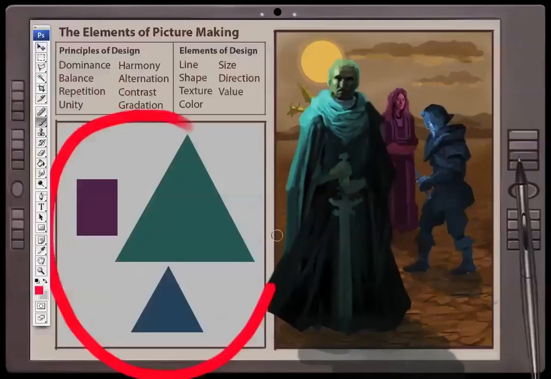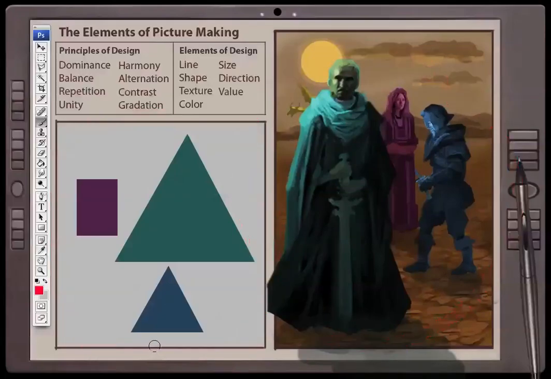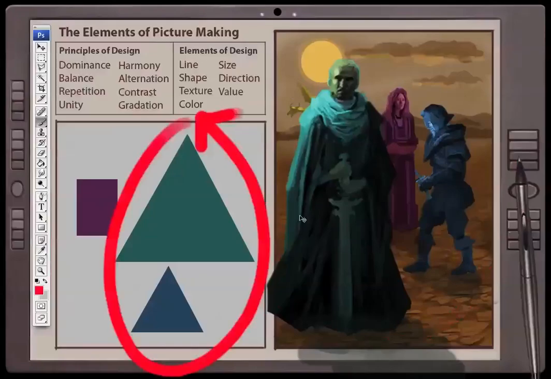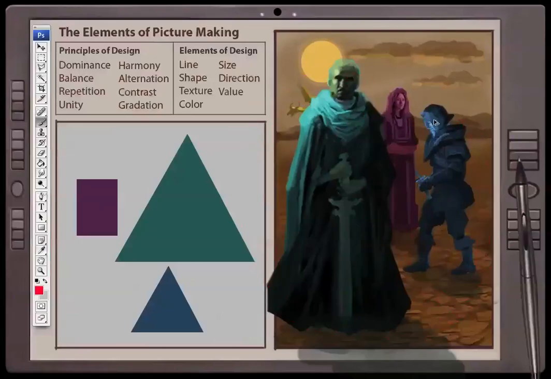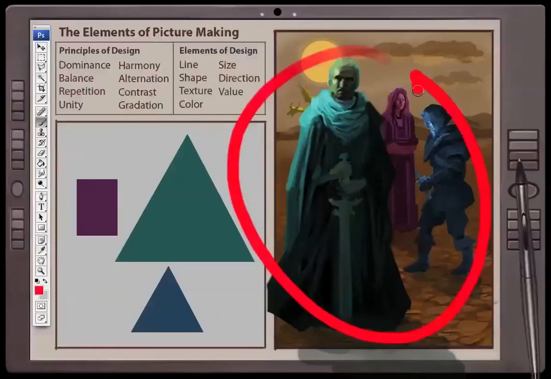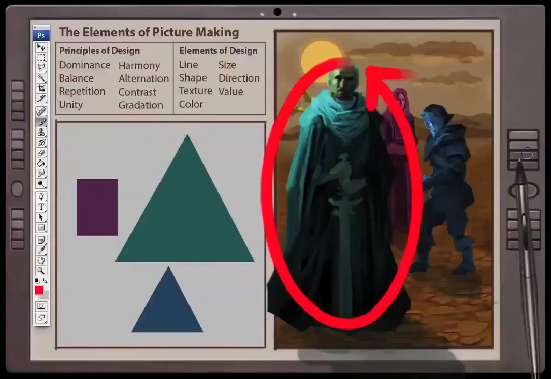In order for this diagram to correspond more closely to what I'm doing here in this picture, I changed the shapes, as you can see. The triangles represent the angular shapes or triangular shapes found in the foreground figure and in this other figure here, whereas the rectangle corresponds to the rectangle shapes of the woman. I also used the colors in this diagram that I used for my picture here. You can see the blue triangle corresponds to the blue figure here, and the red-violet here corresponds to the red-violet of the woman, and of course the blue-green corresponds to the blue-green found in this large figure.